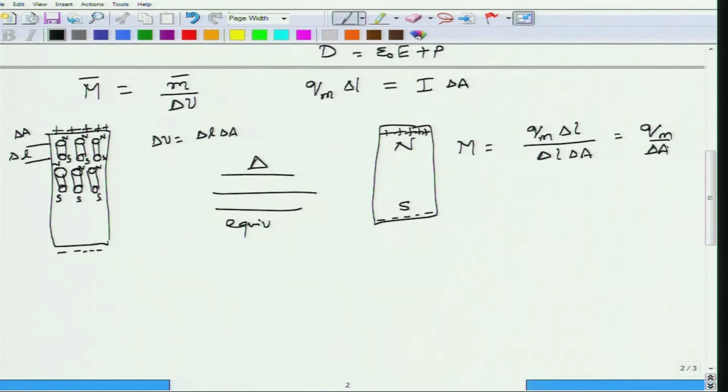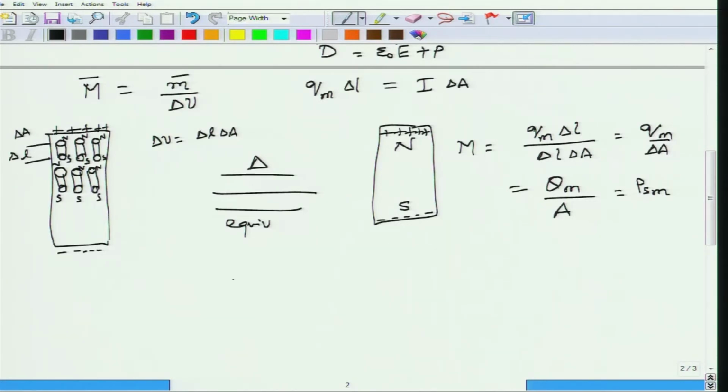giving me Qm by delta A, right. And this was for a single dipole or a small enough region of a dipole. If you consider the total area, and the total charges Qm, which is the sum of all these tiny dipole charges, and over the area A, which is the sum of all these delta A's, what you essentially get is a magnetic surface charge density, because this is charge per unit area.